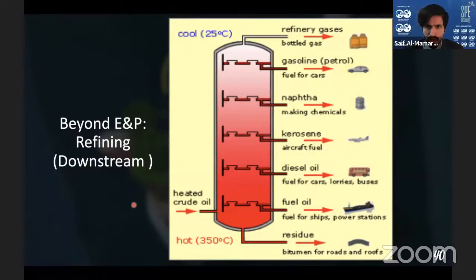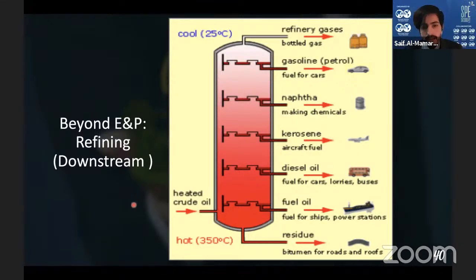And we see a lot of companies, a lot of IOCs, are well integrated. So they've integrated their upstream with their downstream as well. So they become one giant operation. So your Shells and BPs have parts in all of these stages, whether it's upstream, midstream, or downstream.